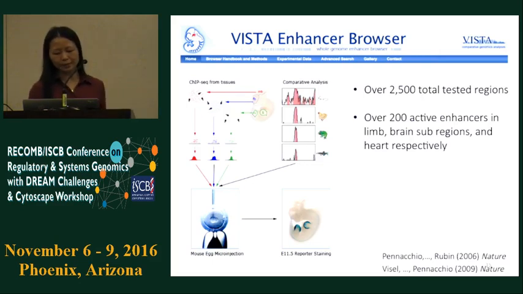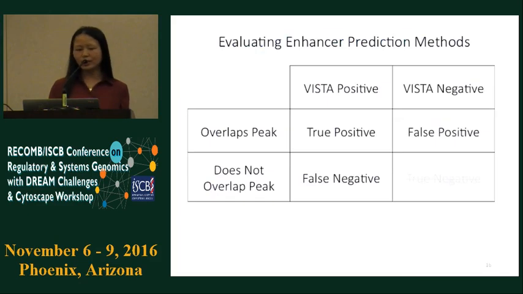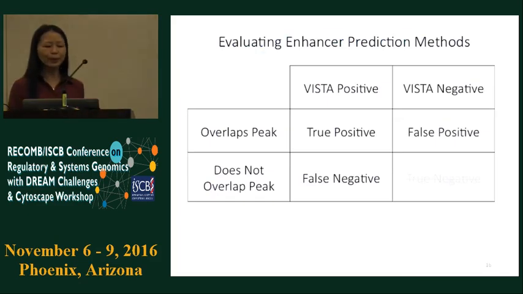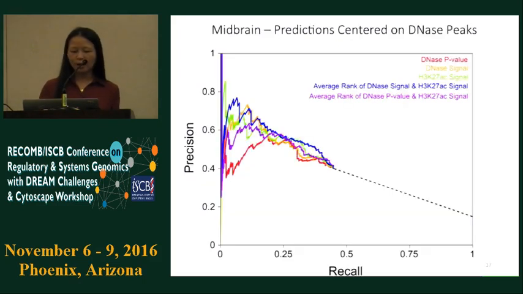So they have over 2,000 regions that have been tested, and over 200 regions each are active in limb, brain subregions, and heart, respectively. So we basically took the data sets from Len's lab and used that to evaluate our very simple enhancer prediction method. We can construct these true-false tables, and you're very familiar with this, so I'm not going to dwell on this.